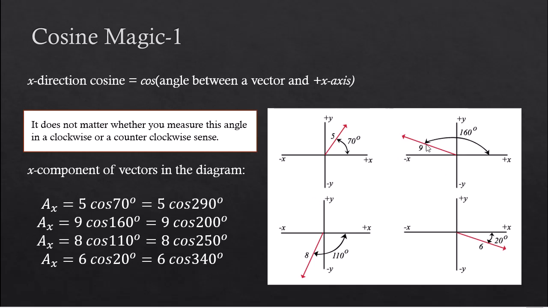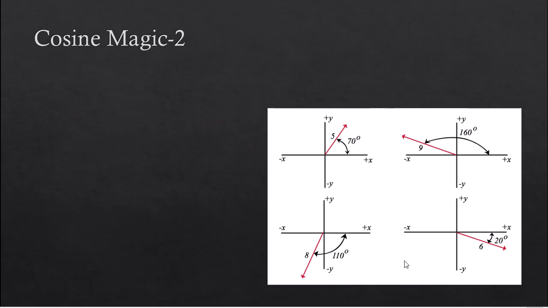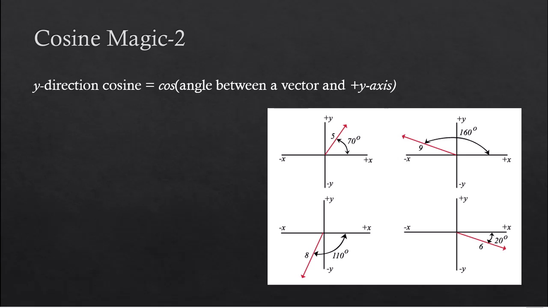And the same thing holds true for the vector of magnitude 9. The clockwise angle between the vector and the x-axis is 160, and the counterclockwise angle between the vector and the x-axis is 200. So you can write the vector in two different ways. Similarly, for this vector of magnitude 8 and for this one of magnitude 6.